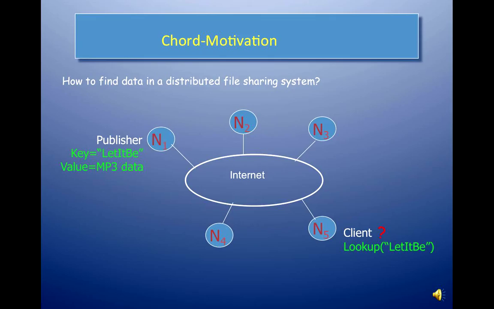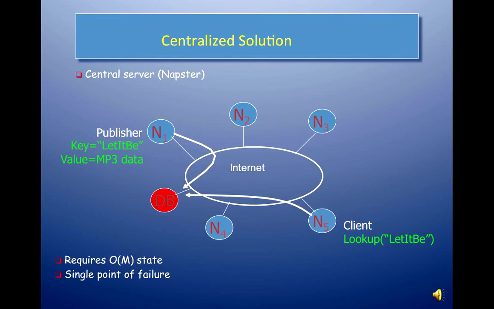Now when N5 wants to find the file with the key "let it be", how can it know that node N1 has this "let it be" file? There are a couple of solutions in the current peer-to-peer systems. The first one is a central server system, which is used by Napster.